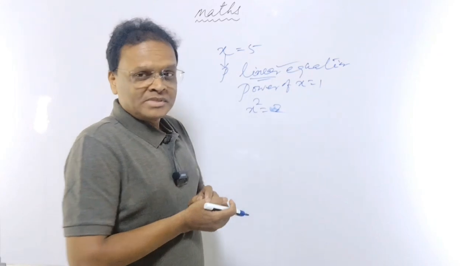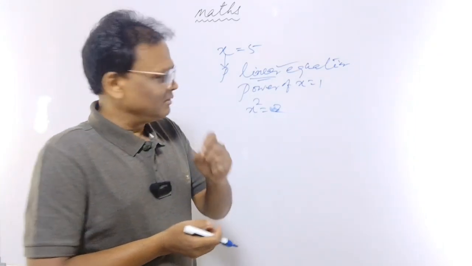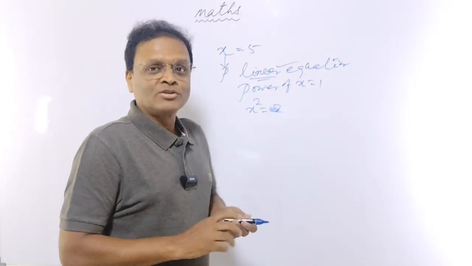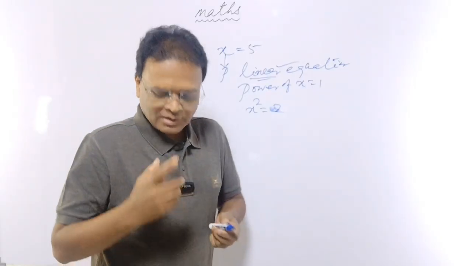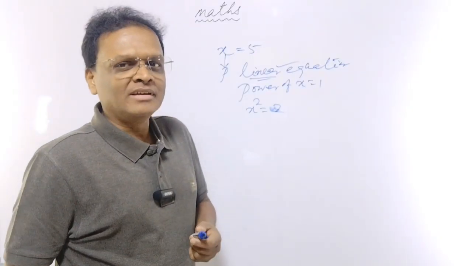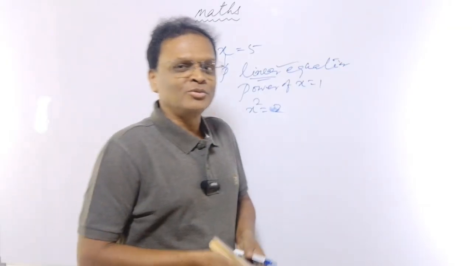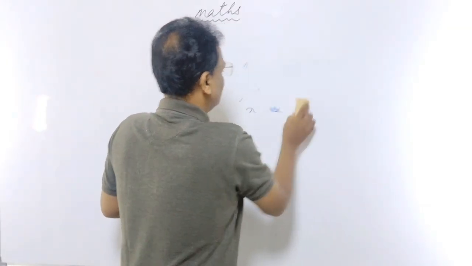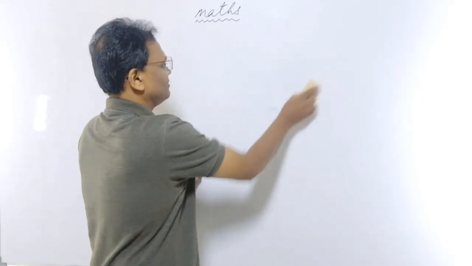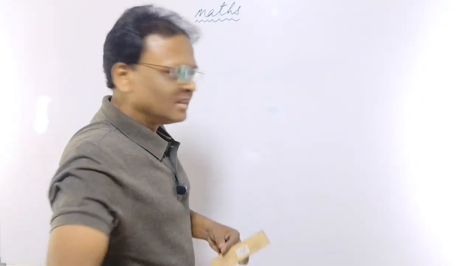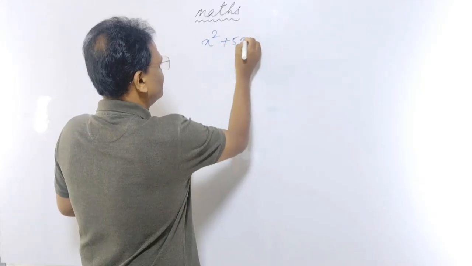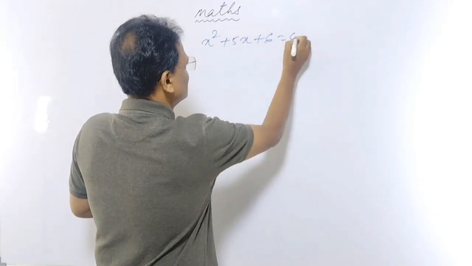So a linear equation means the power of the variable x is 1, and if the power of x becomes 2, that is called a quadratic equation. Now today's topic is nothing but the introduction to quadratic equations. So first, what is a quadratic equation? Let me write a few examples. Suppose x square plus 5x plus 6 is equal to 0.